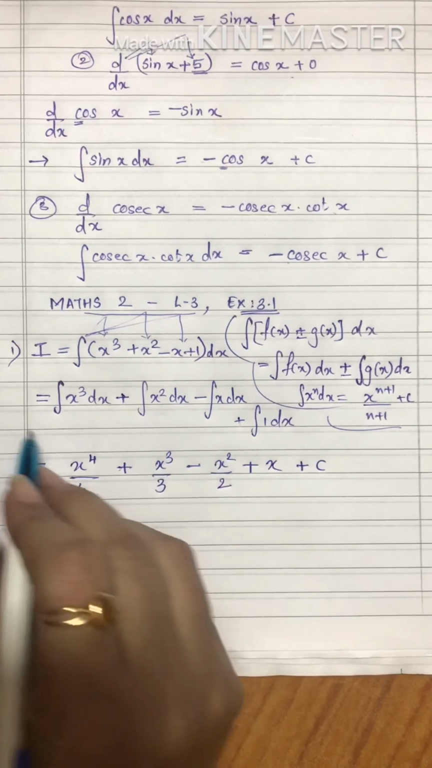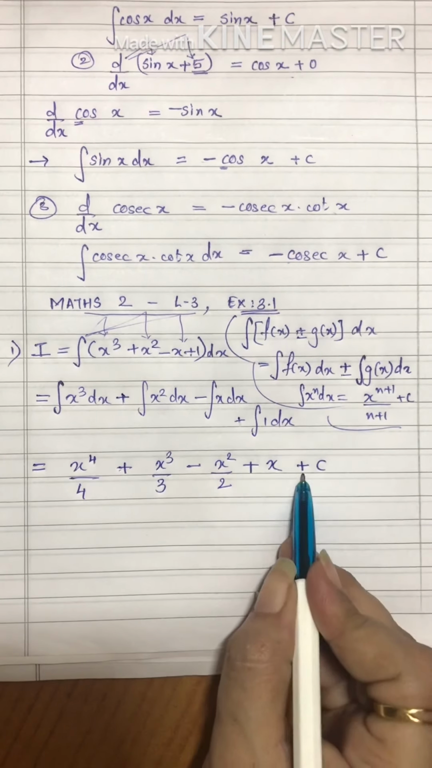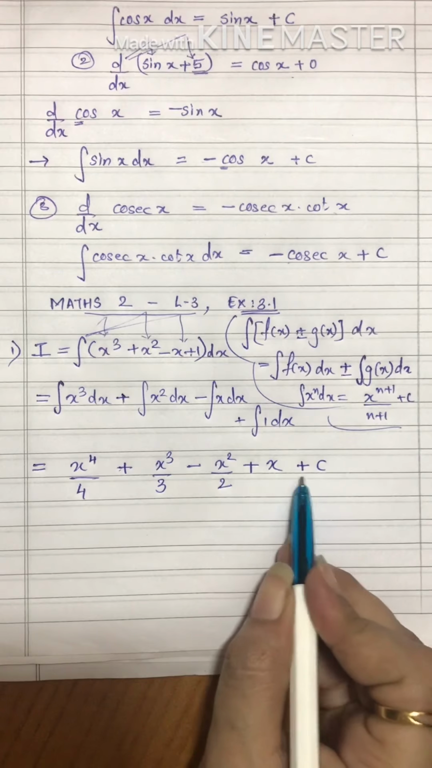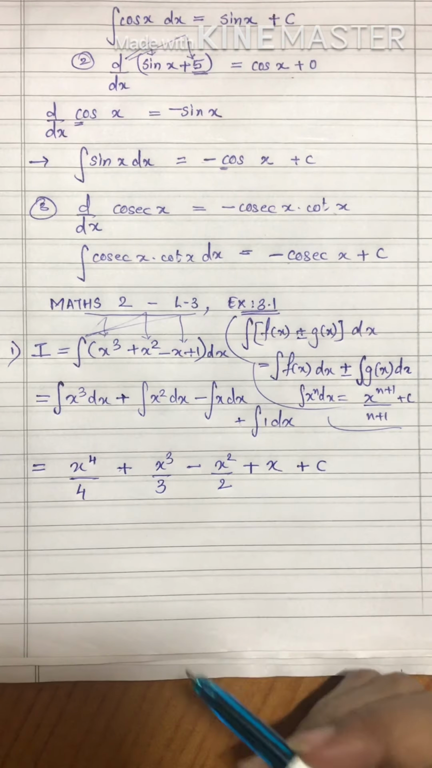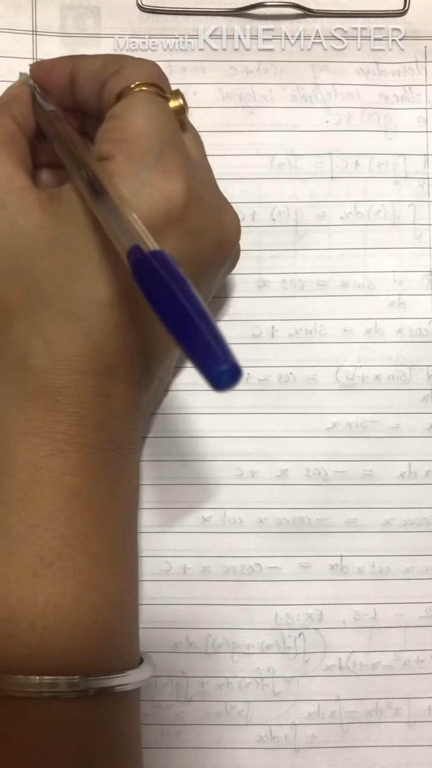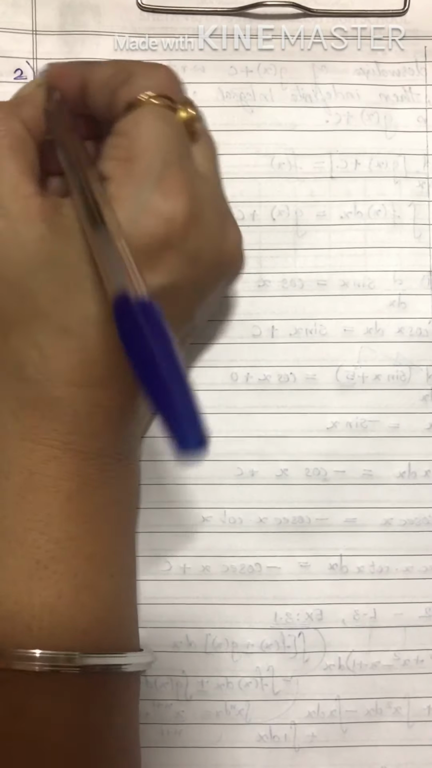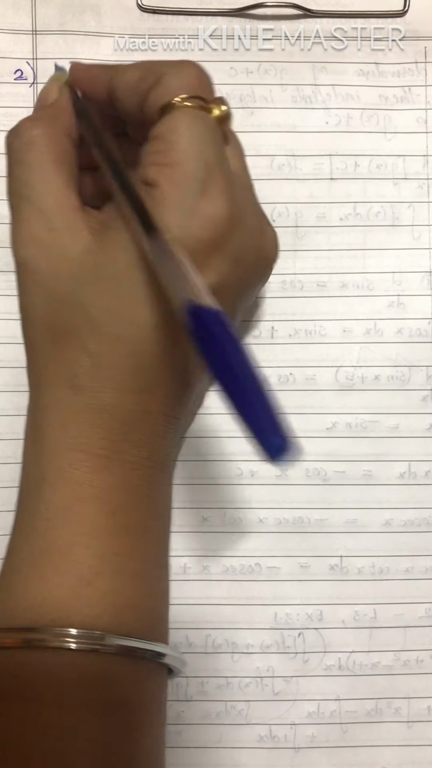The moment you integrate each and every term of the expression or the function given, just consider plus c. This is very important. Okay, so see, this is it. First sum is done. Let's take another sum. Taking second question here. Second question, integrate the following with respect to x. This is the main question.